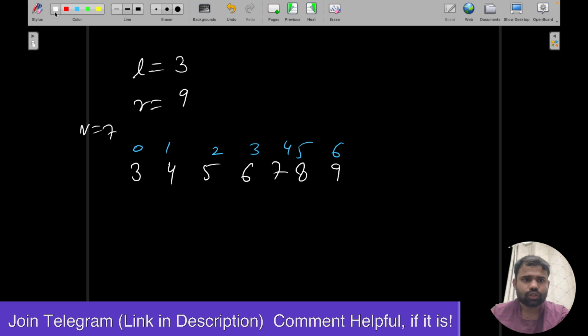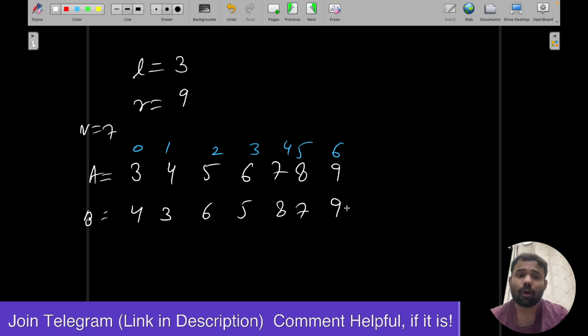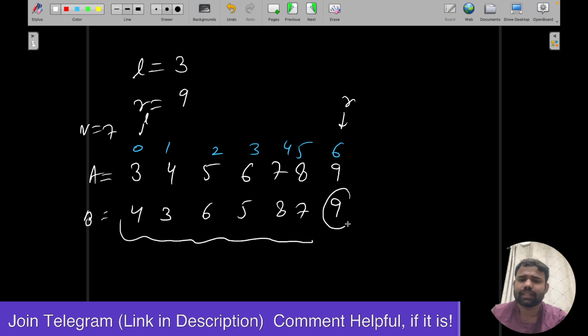Okay. So for the even numbers, we can do the same. For example, if this is A, we can make a B, for example, 4, 3, then 6, 5, then 8, 7. For this 9, it will remain 9, which is a problem. Now what we will do for this last number, this is L, this is R. For this last R, we will search in all this range to see if we can swap it with someone, and ultimately we'll get something.